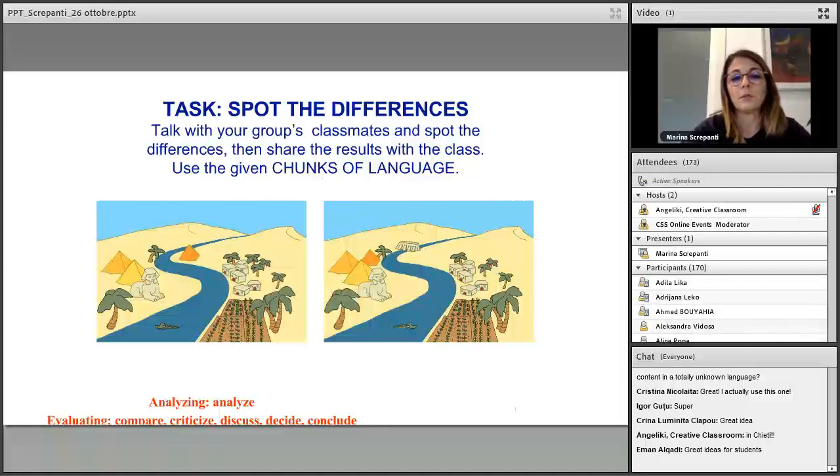Then spot the differences: talk with your group's classmates and spot the differences, then share the results. Okay, yes, this is just a game, but when they spot the differences, they analyze the landscape.